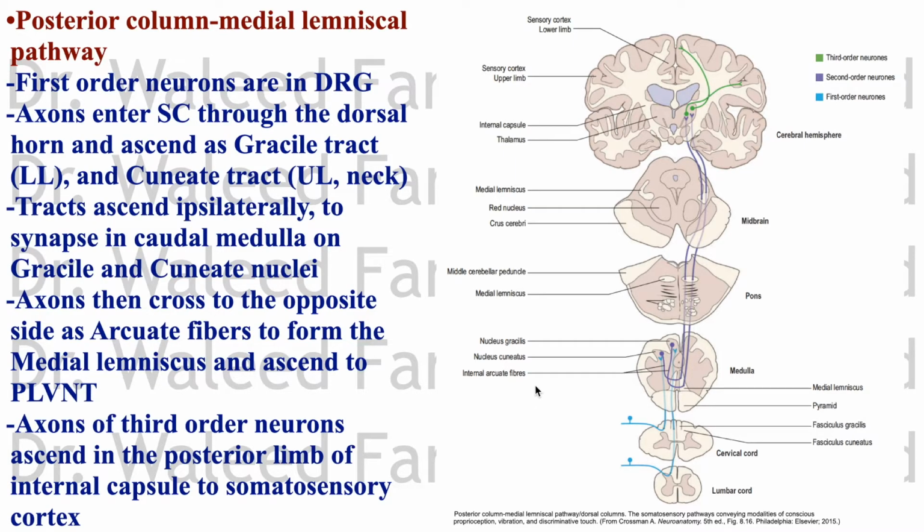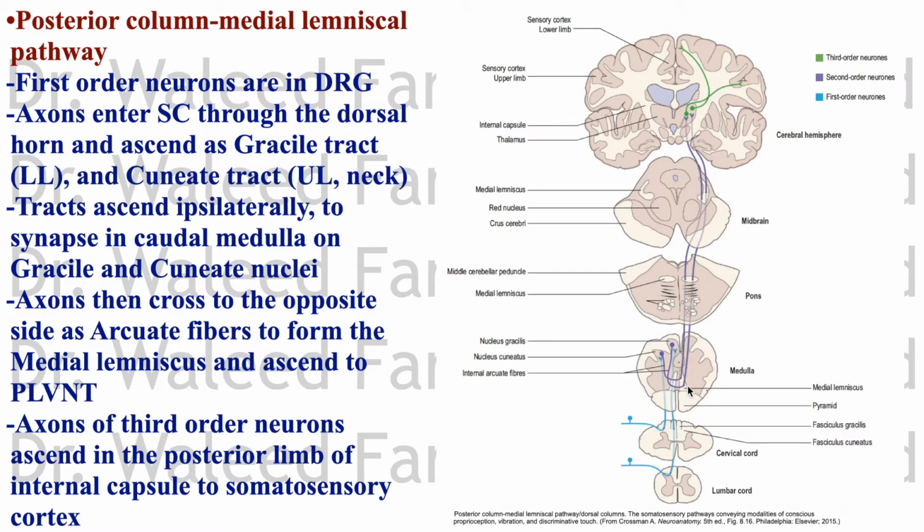The posterior column medial lemniscal pathway: the first order neuron is the dorsal root ganglion, as we agreed upon previously, and axons enter the spinal cord through the dorsal horn and ascend as gracile. This is from the lower limb or lower half of the body, and the cuneate starts to form once the fibers from the upper limb join the gracile to form the cuneate tract lateral to it for the upper limb and the neck. These tracts ascend in the dorsum of the spinal cord ipsilaterally, and synapse in the caudal medulla at the gracile and cuneate nuclei. We saw these in sections of the medulla.